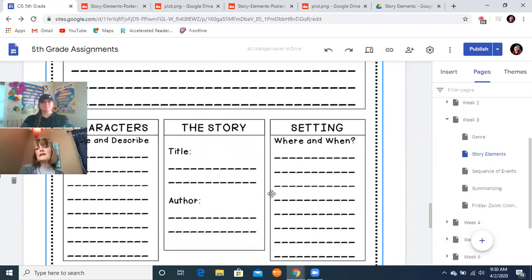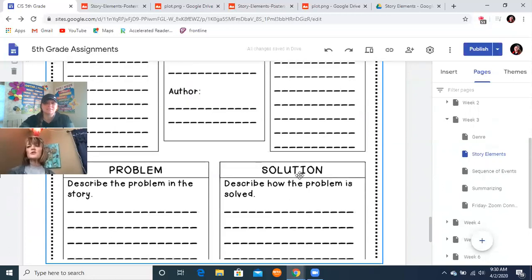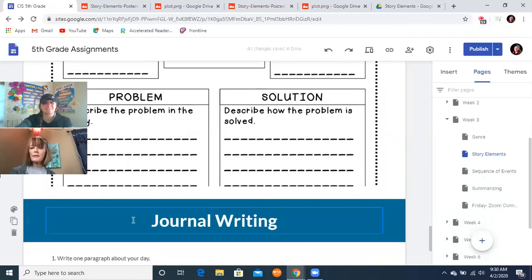Oh, here's the title. I didn't see that. The title and the author is right there. So you're going to make sure you put those headings, so that when I look at it, I'll know, okay, here's the characters, and you're going to describe those. And then you're going to have another subheading that says the story, and then put title and author. Okay. Setting, where was it and when was it? So make sure you're answering those. And then here's the problem, describe what the problem is in the story, and of course at the end what the resolution is. And if you have any questions on that, you can email me and take a picture of that.